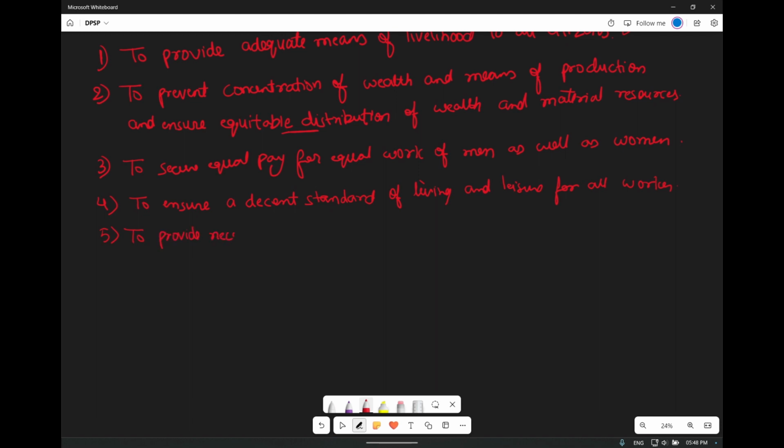Now this is to provide necessary opportunities and facilities to children and youth to prevent their exploitation.